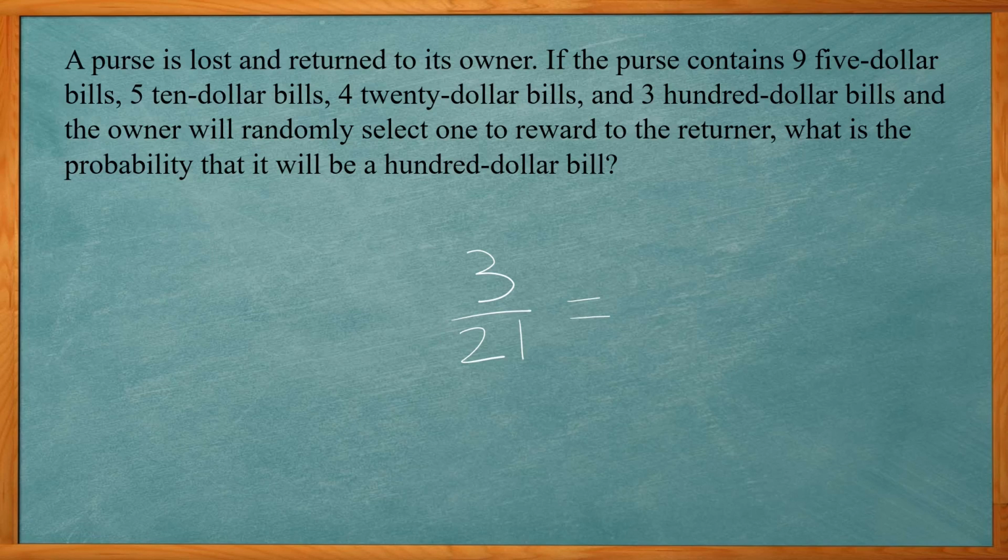Again, we want to put this in lowest terms. Each of these is divisible by 3, so 1 over 7. So the probability of choosing a $100 bill is 1 out of 7.